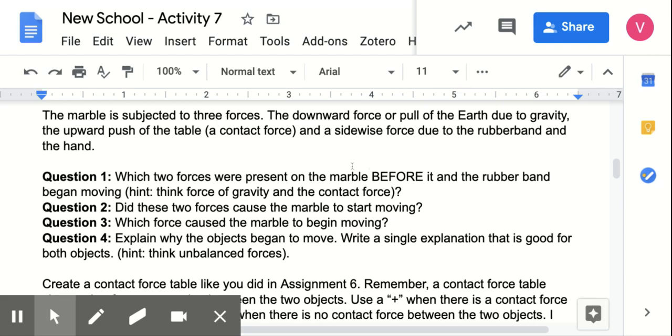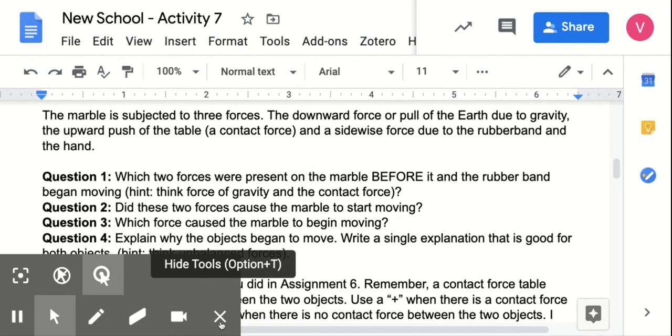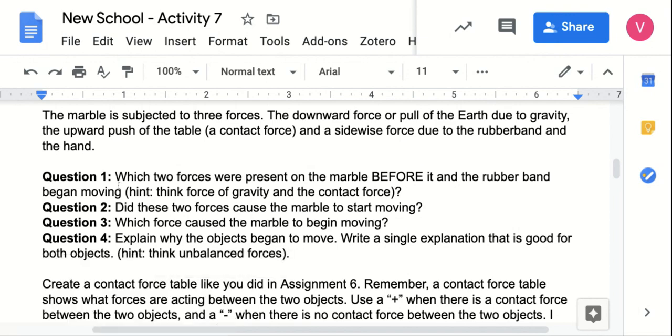Okay, so this is the second part of the video where we're going to go over these questions that are right here. So for these questions, the first one says, which two forces were present on the marble before it and the rubber band began moving? Hint, think force of gravity and the contact force.